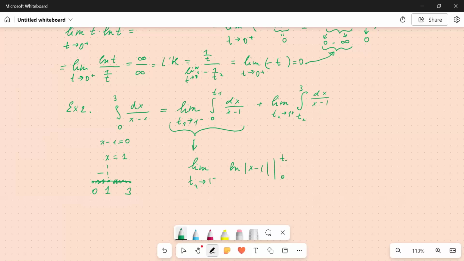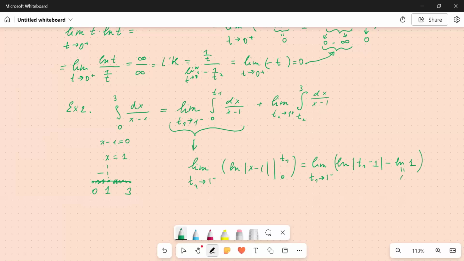Substitution of 0 and t1. I'm going to plug it in, and I have ln of |t1 - 1|. If I plug in 0, I'm going to have ln of -1, which is going to be ln of 1 because we have absolute value. And that's basically why we have absolute value here.